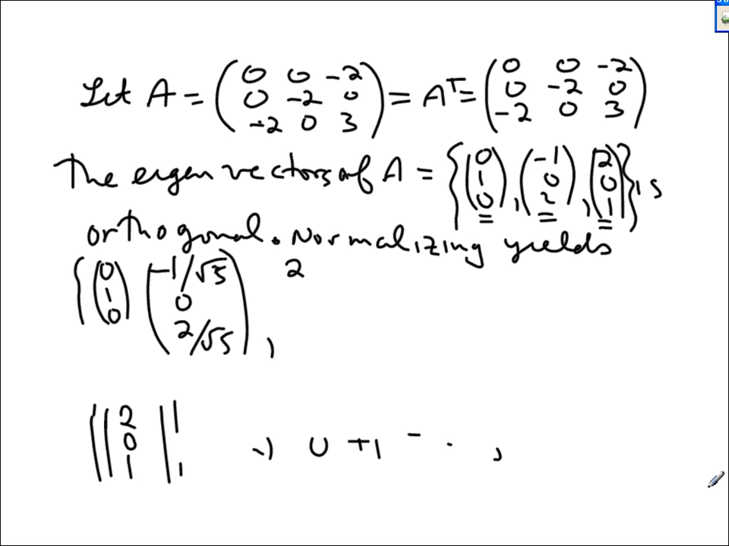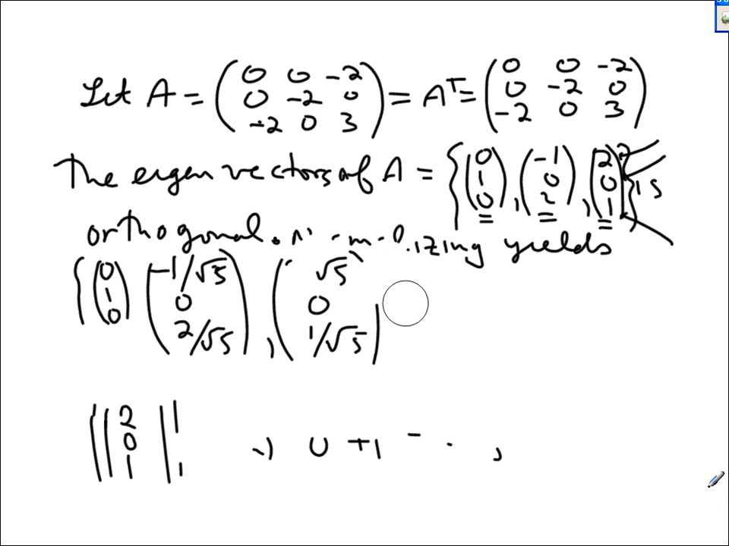So I take 2 and divide it by the square root of 5. I take 0 divided by the square root of 5, and I get 0 still. And I take 1 and divide it by the square root of 5. Okay. This is an orthonormal set of vectors.